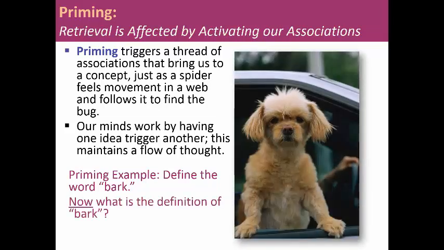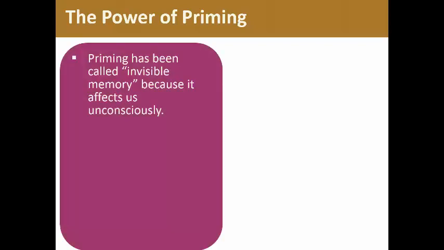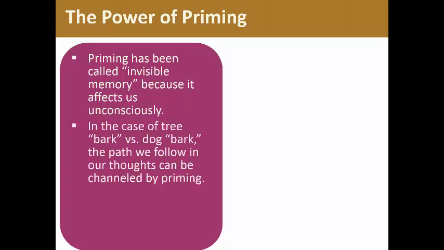Now, what is the definition of the word bark? How many of you, when you defined the word bark initially, defined it as the outside part of a tree? And how many of you defined it as the bark, like the noise that a dog makes? Well, you were primed in the first case because we had a picture of a tree to think about the tree bark. Now when you see a dog, you're primed to think of the noise that a dog makes. So priming has been called invisible memory because it affects us unconsciously, so you were not necessarily aware.